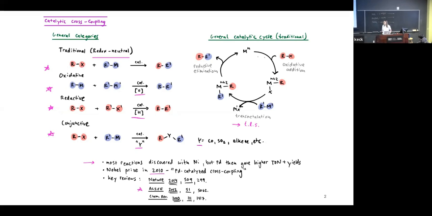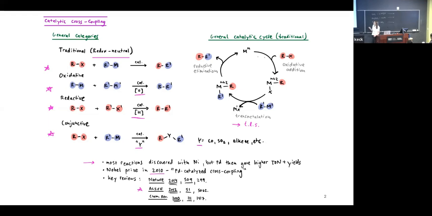So I think probably all of you have some familiarity with cross-couplings. Maybe you're running them in lab, maybe you've gone through some of them in other classes. So the lecture will be from a historical perspective. We'll go through some of the history that led up to the discovery of these named reactions.